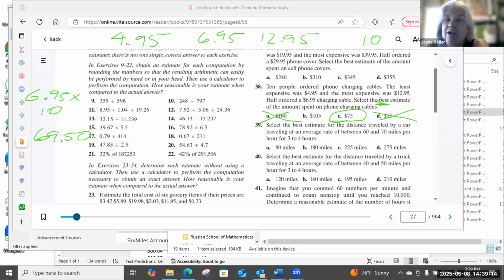What questions do we have about that one? Do we have to include the other half though? Well, for the other half, we know that the cheapest one was $4.95 and the most expensive one was $12.95. So we're just going to assume that they all paid the middle price and that the cheaper and more expensive ones balance each other out. Does that make sense?